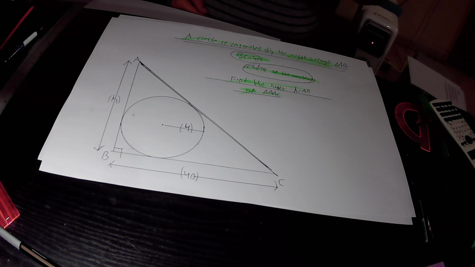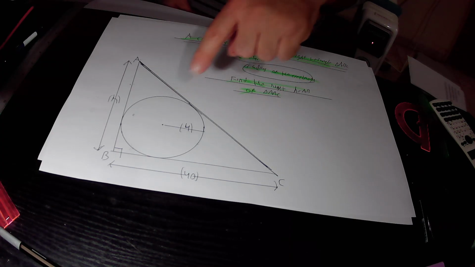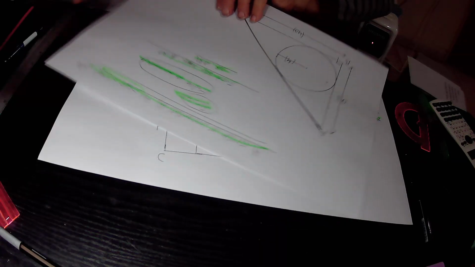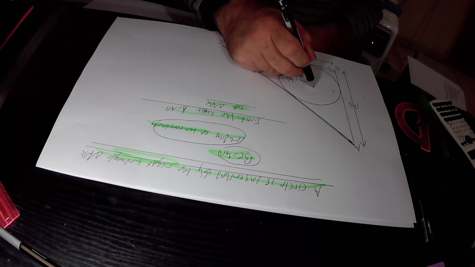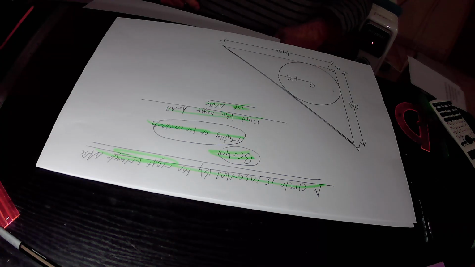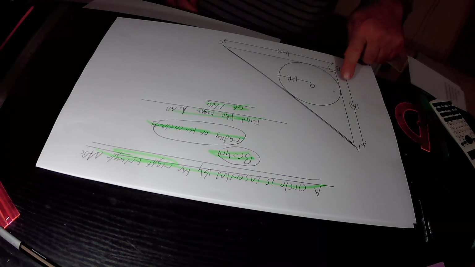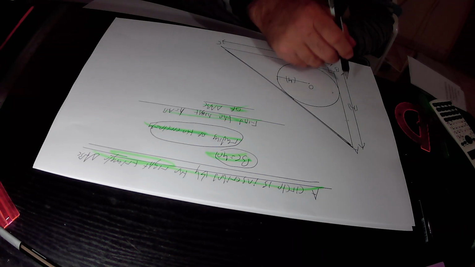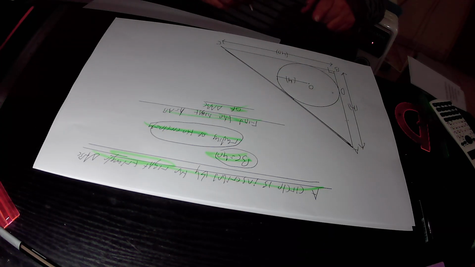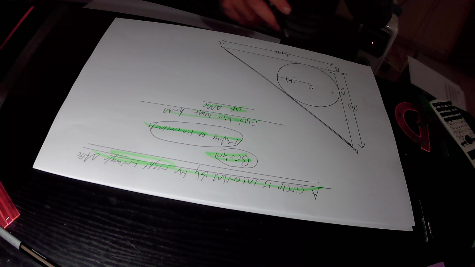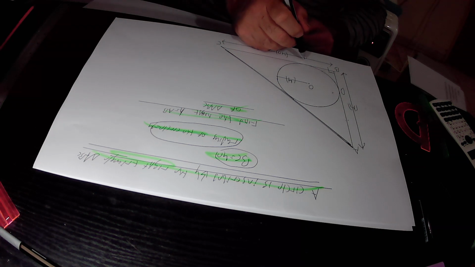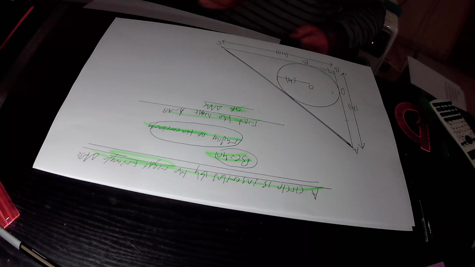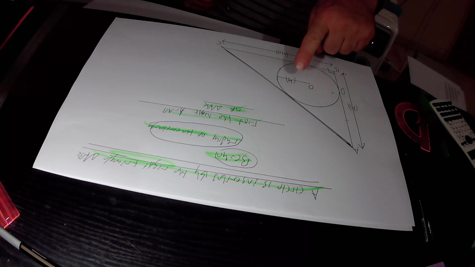So, first of all, we will define the relevant points to this question with letters. We will define the center of this circle. This point is point O. We will define the point of tangency of tangent AB with this circle. This point is point D. Likewise, we will define the point of tangency of tangent BC with this circle. This point is point E. And finally, we will define the point of tangency of tangent AC with this circle. This point is point F.